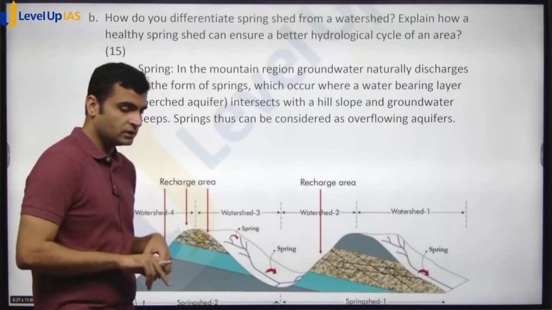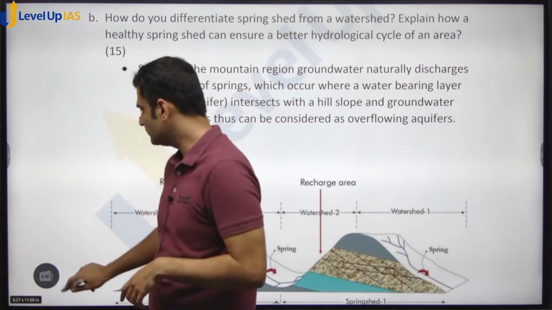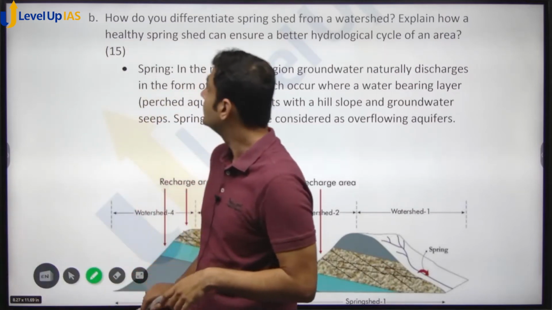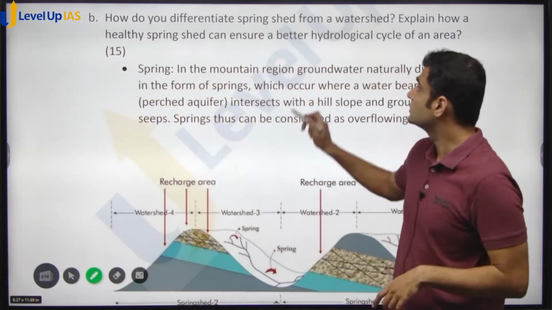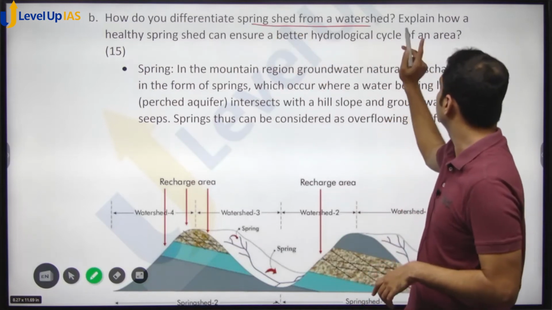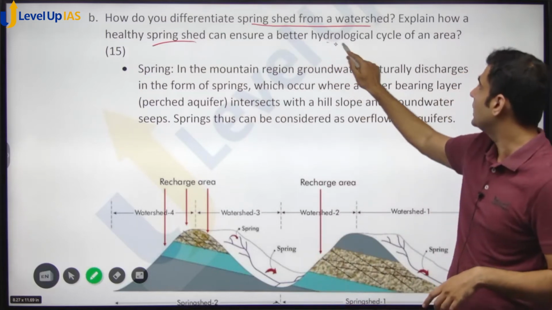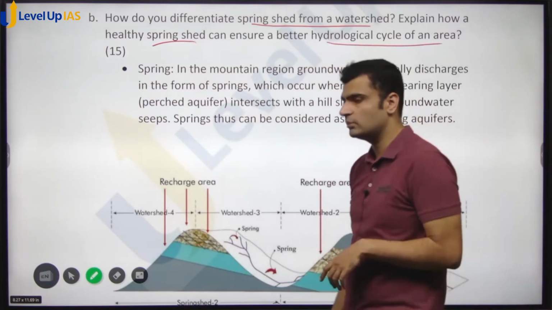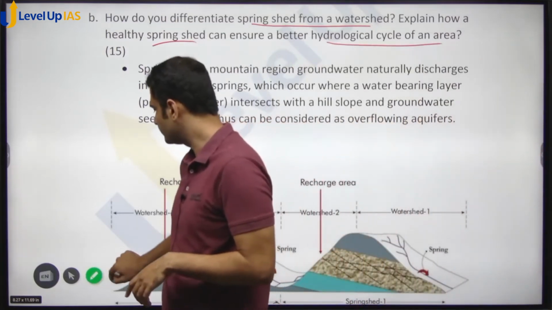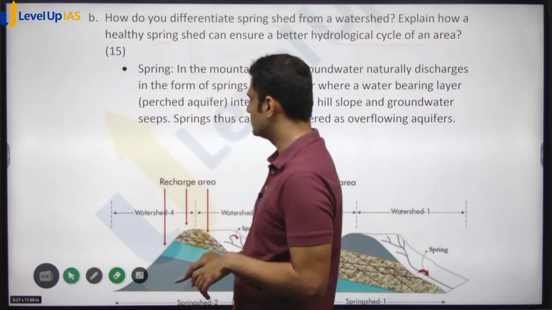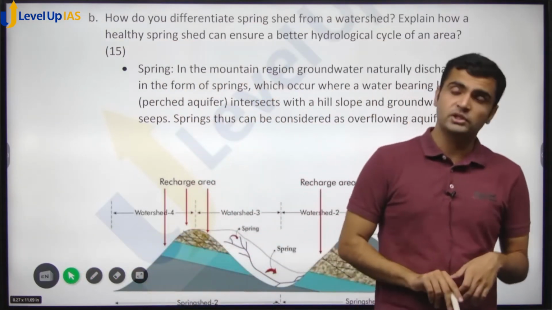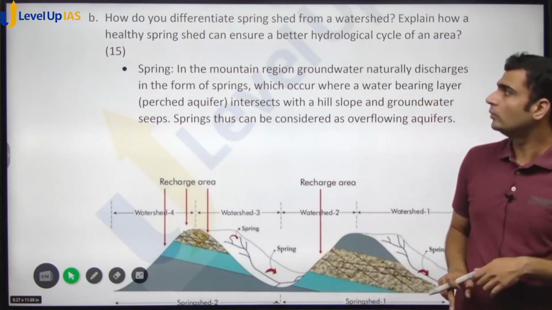Next question. Again, a conceptual question. This is a question on spring shed. How do you differentiate spring shed from watershed? And explain how a healthy spring shed can ensure a better hydrological cycle of an area. Again, 15 marker. Good question. It tests your conceptual clarity about spring shed and watershed. Hope you know what they mean.